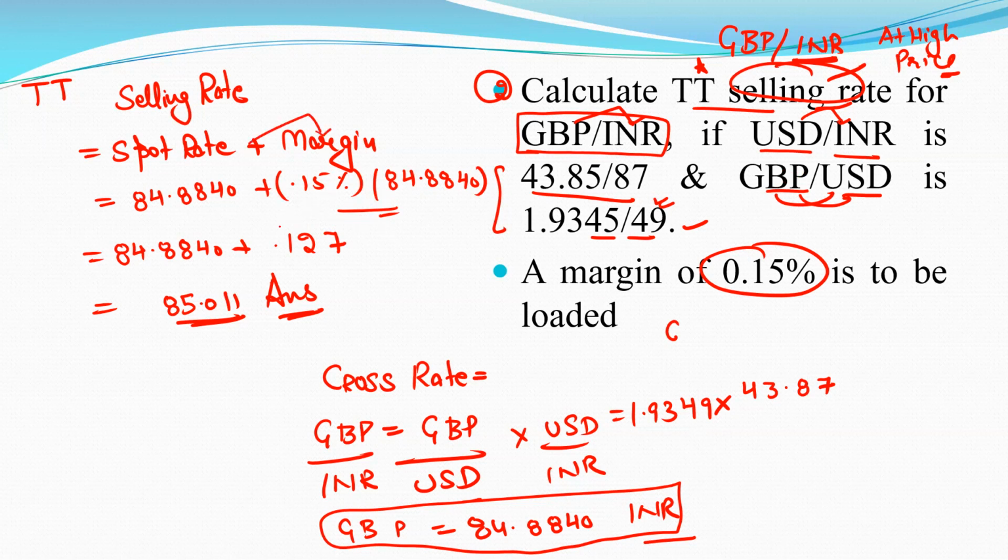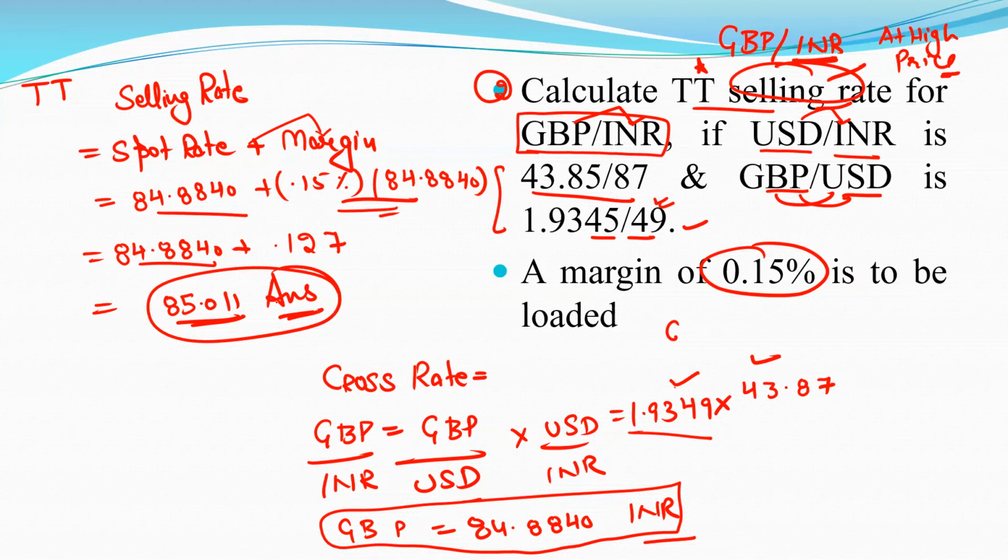So spot rate plus margin. Clear? When we calculate, spot rate is equal to GBP by USD into USD by INR. This is also selling price, this is also selling price. So this comes out to be 84.8840 INR. So here we will put and calculate margin on the spot rate. Clear? So this is our answer.